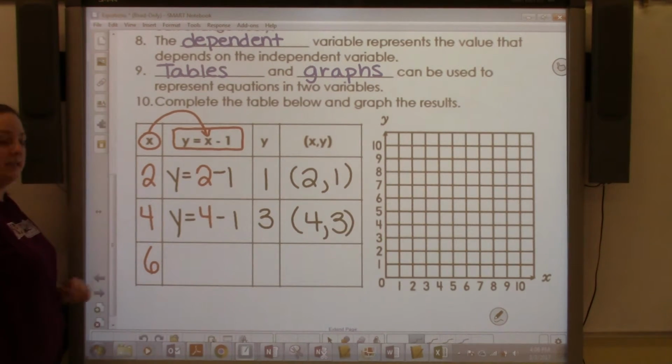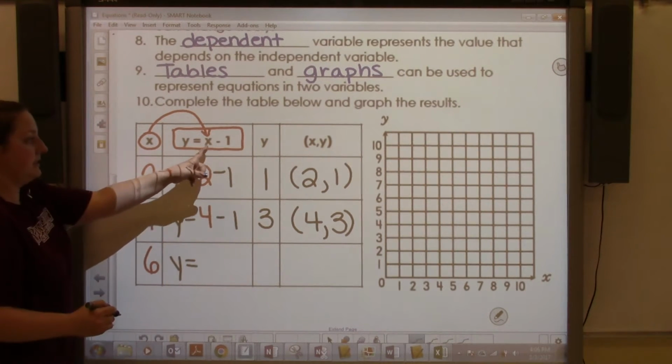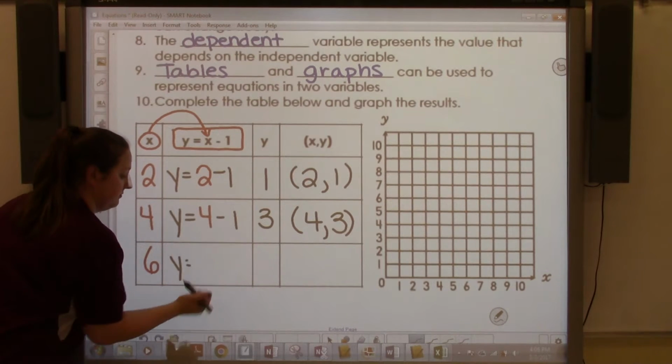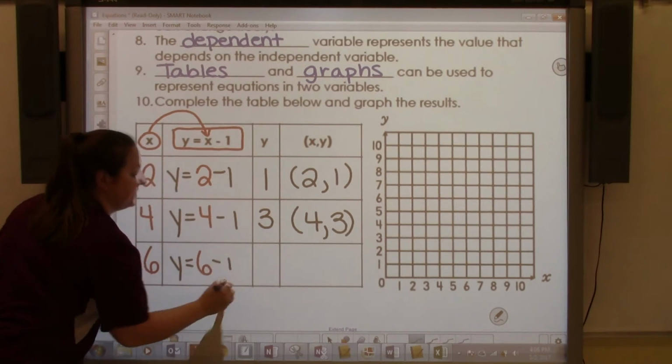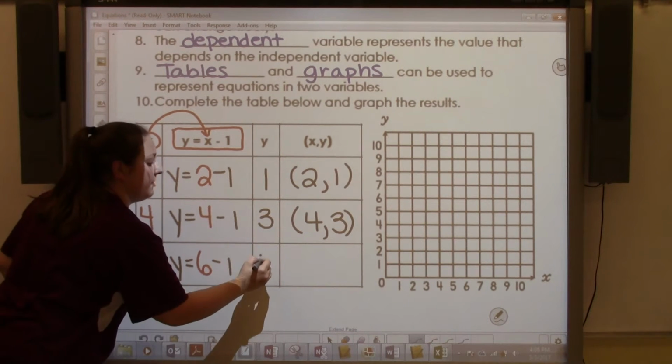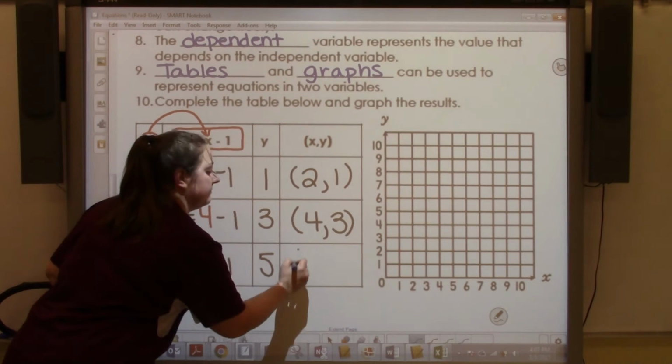And last but not least, using our 6, we have y equals 6 minus 1. And 6 minus 1 is just 5. So my ordered pair is 6, 5.